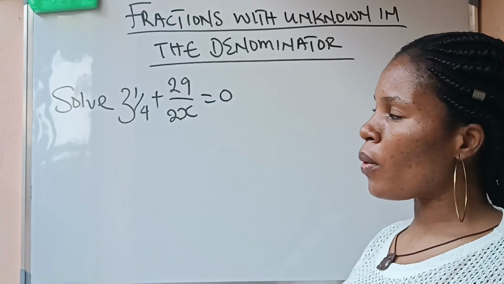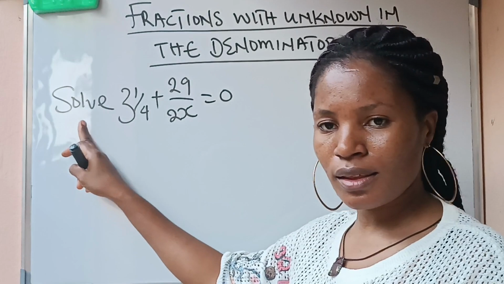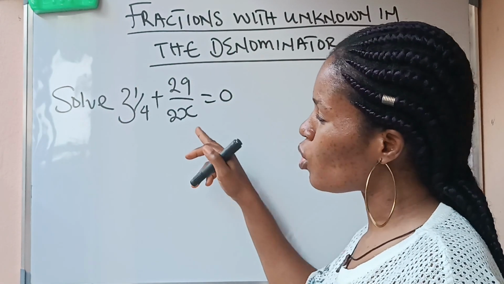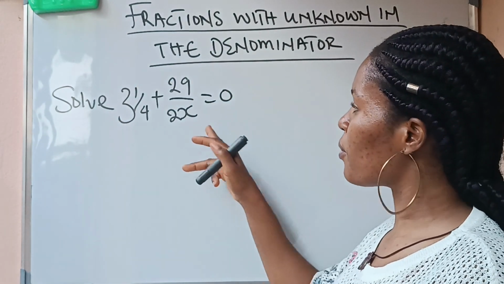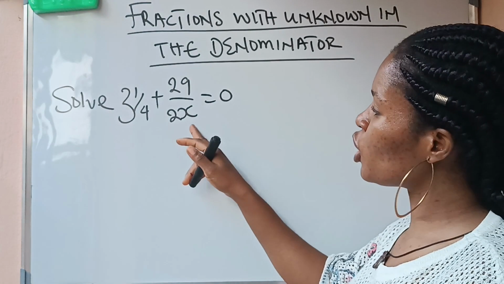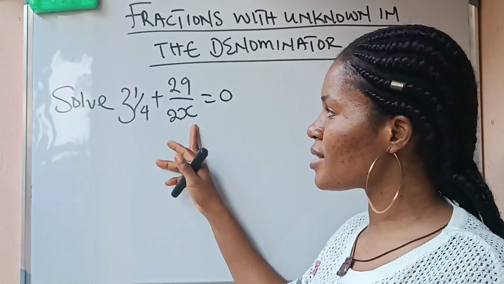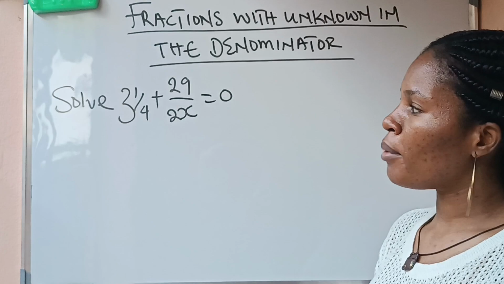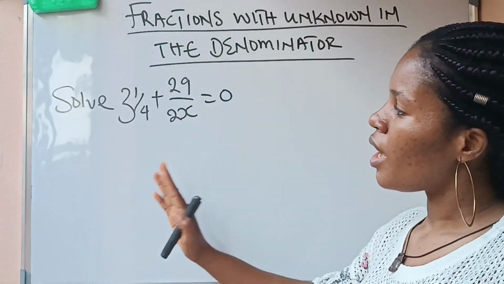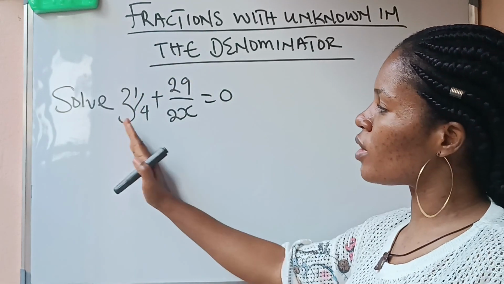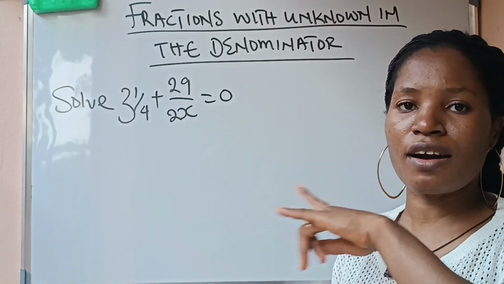Okay, we are asked to solve 3 whole number 1 over 4 plus 29 over 2x equals 0. Number one is that once you're asked to solve anything, it means they want you to get the solution of the variable here. The solution of the unknown, which is your x, is what you are looking for. But this is in a fraction, and for you to get this, you're supposed to clear your fractions and give it a linear form.